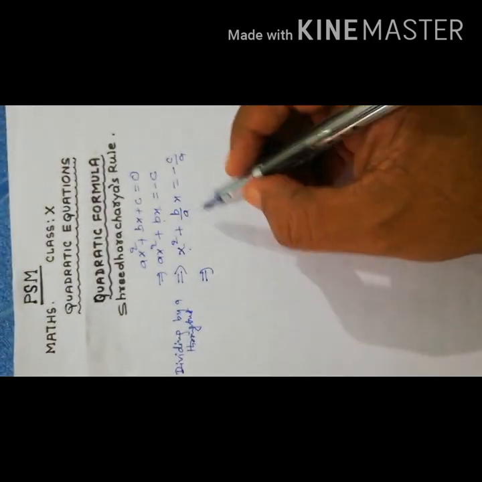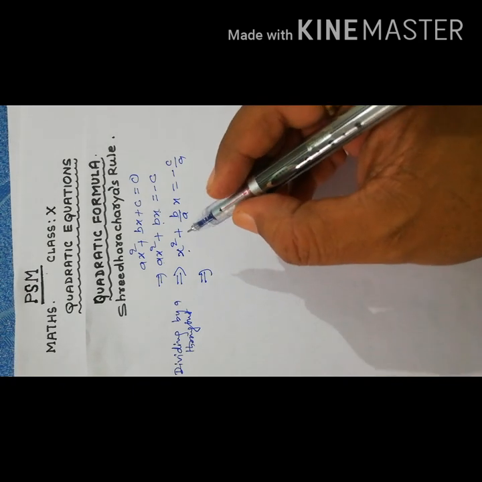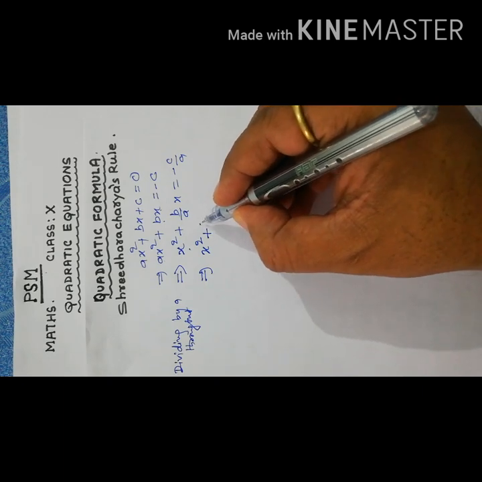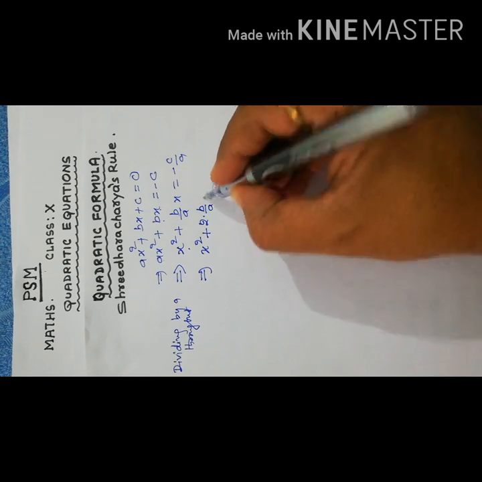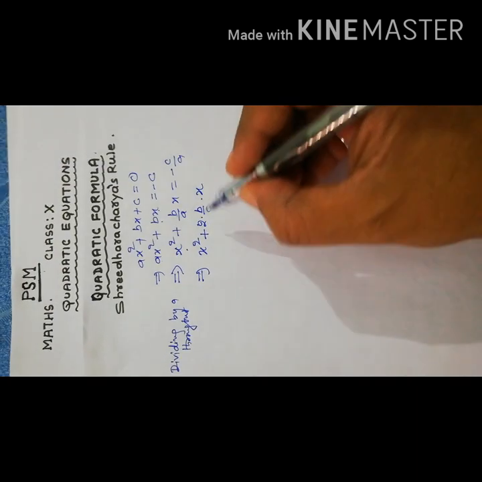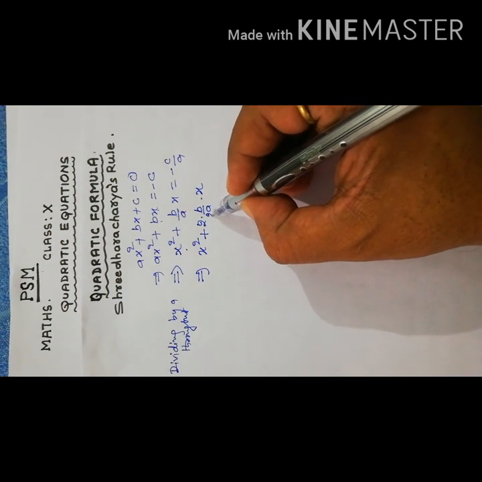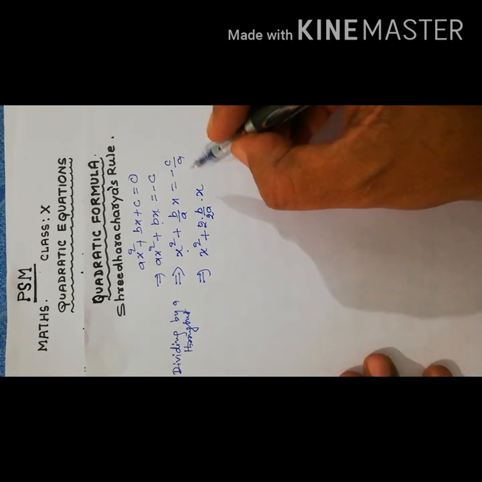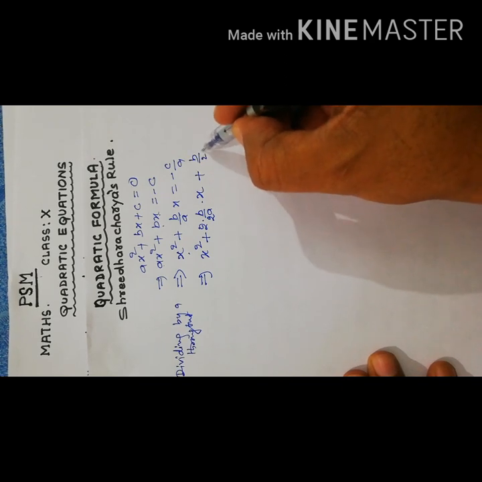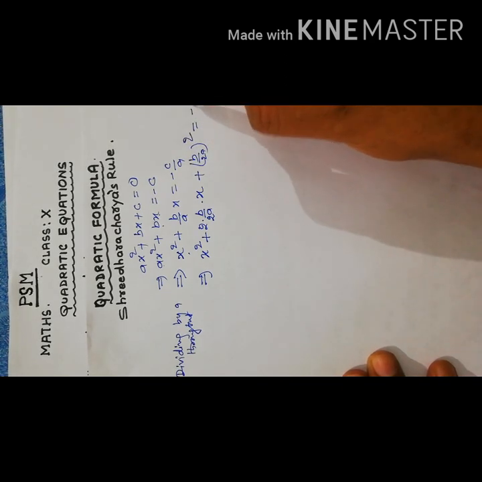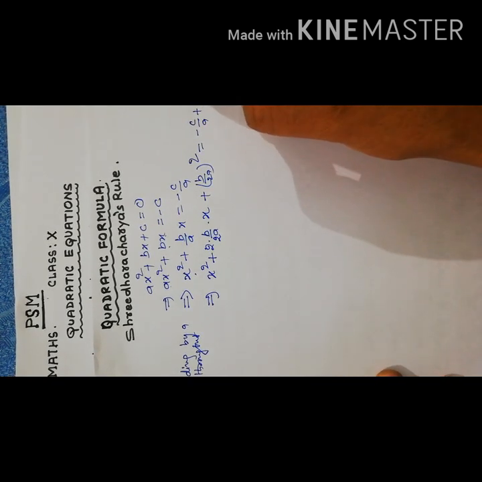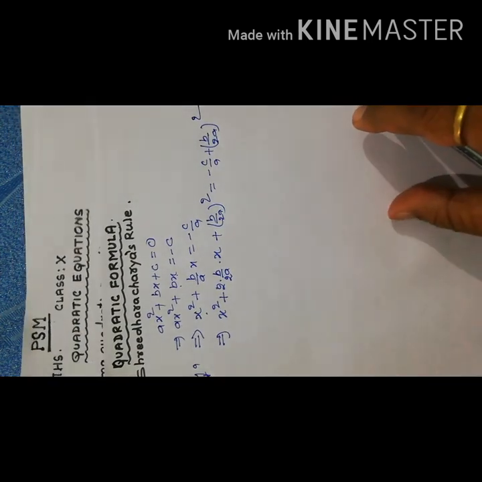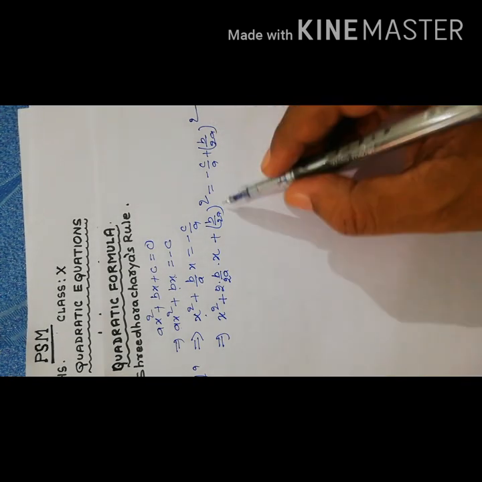This implies we have to change this one in square form, or completing the square. So what will we say? X square plus 2 into b by a into x, if you write, then this 2 is extra, so we have to multiply here by 2. Now solving this one, we will get x plus b by 2a whole square is equal to minus c by a plus b by 2a whole square. We have added both sides by b by 2a whole square.